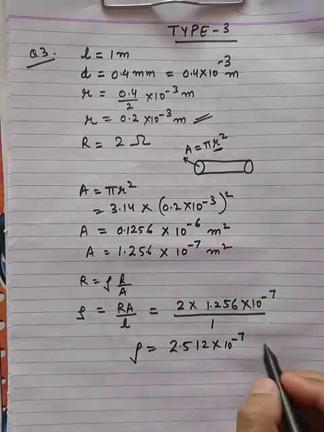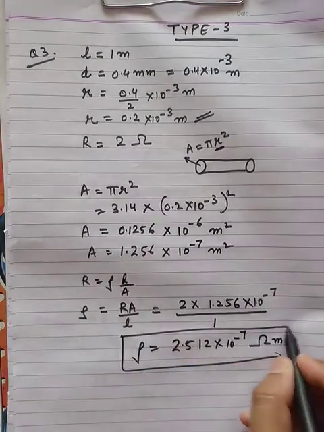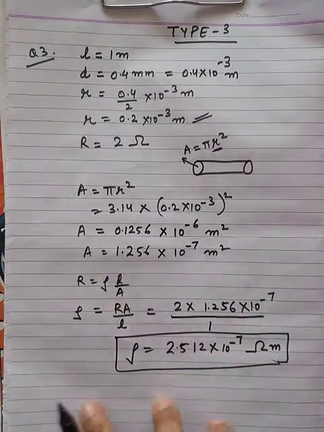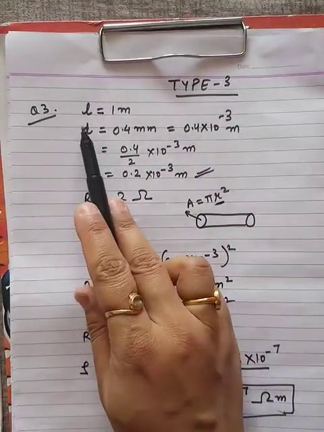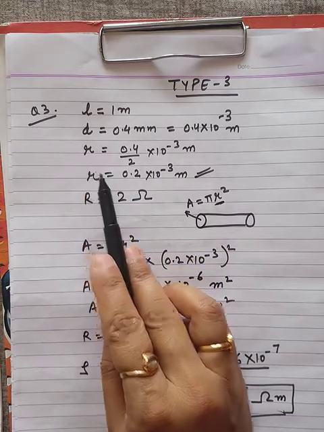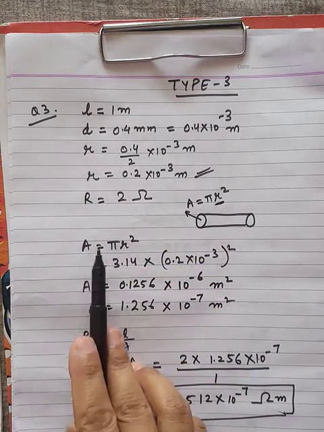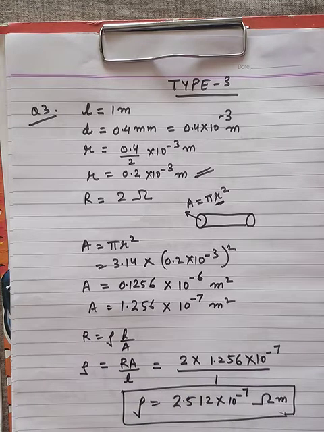And what is the unit of resistivity? It is ohm meter. We have to write that also. So in this case, it is a little bit different. In this type 3 question, the difference was the diameter is given and radius we have to find out, and then we have to find out the area, and then we have to apply the formula to find out resistivity.